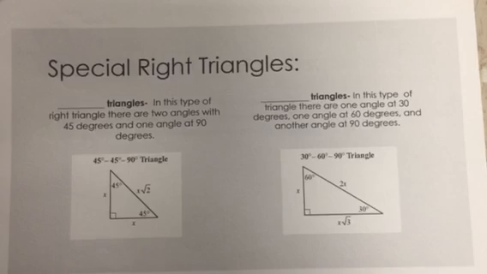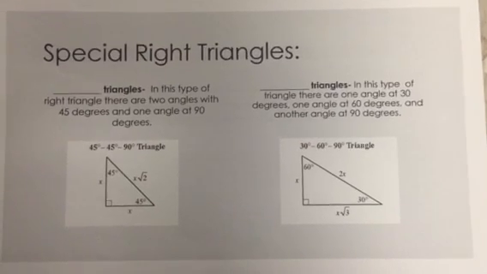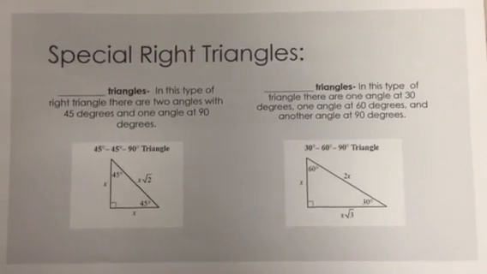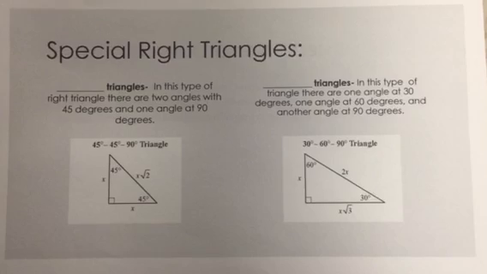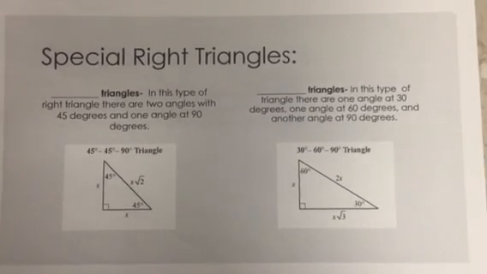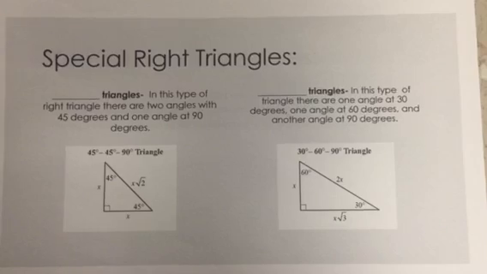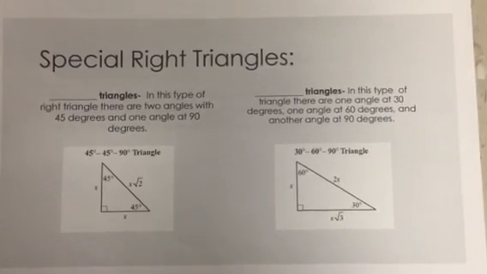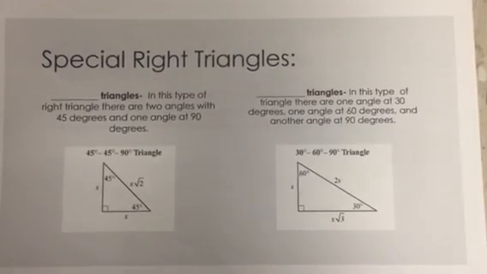45-45-90 triangles. In this type of right triangle, there are two angles of 45 degrees and one angle of 90 degrees. 30-60-90 triangles. In this type of triangle, there is one angle at 30 degrees, one angle at 60 degrees, and another angle at 90 degrees.